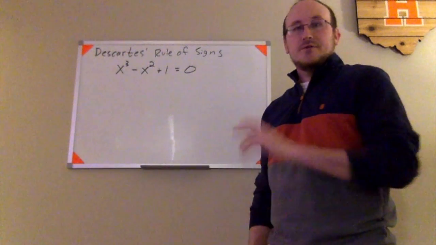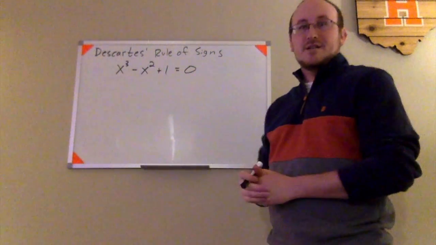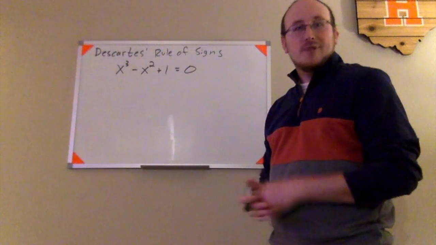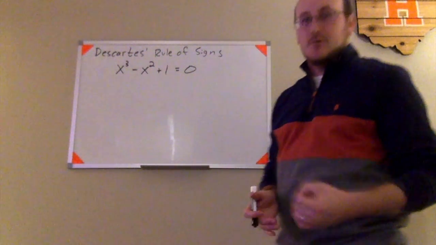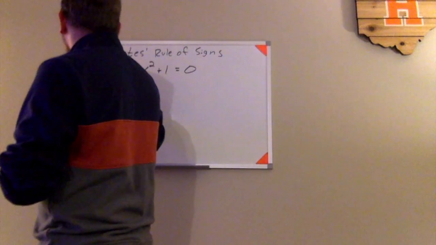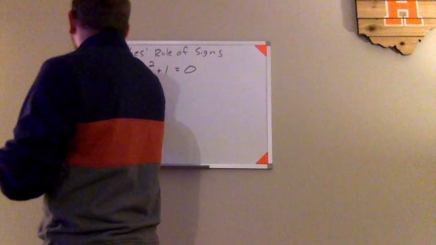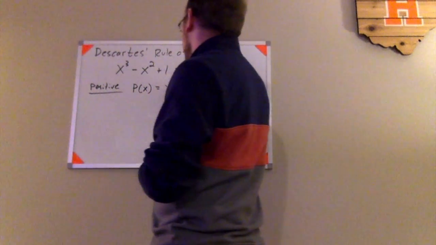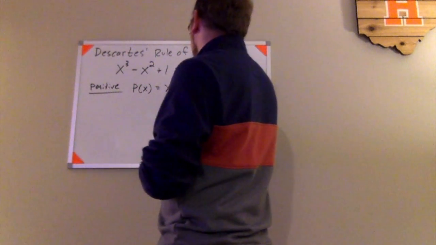Let's take a look at a thing called Descartes' rule of signs and how it can tell us how many positive real roots this equation could have and how many negative real roots this equation could have. So let's start with the positive. I'm going to look at the polynomial function p of x equals x cubed minus x squared plus 1.